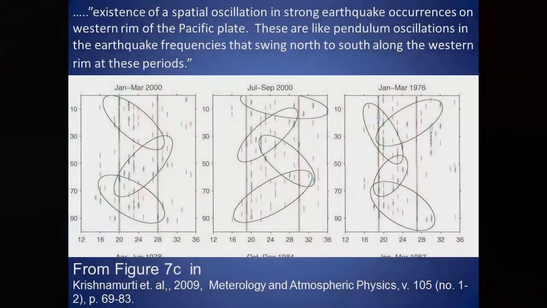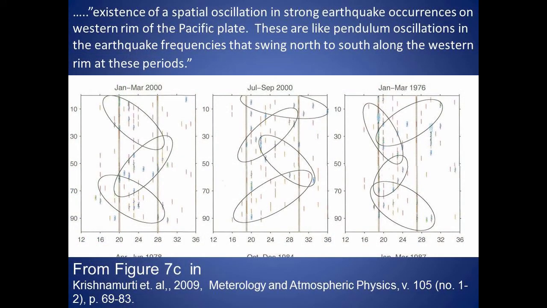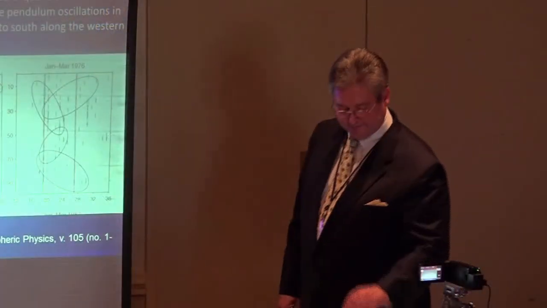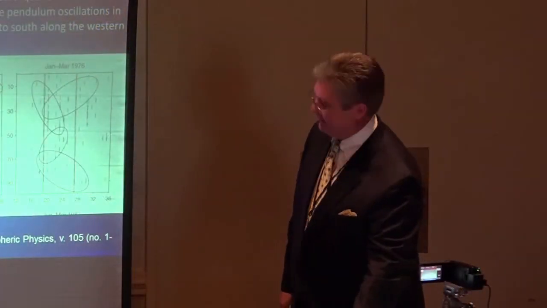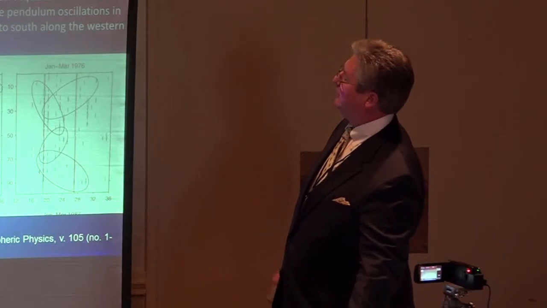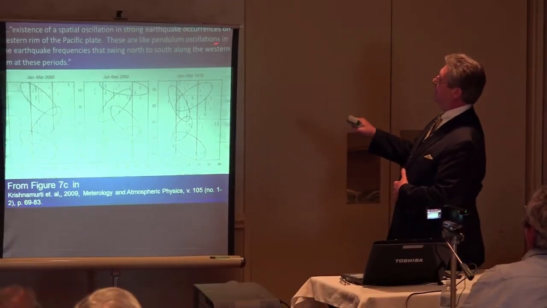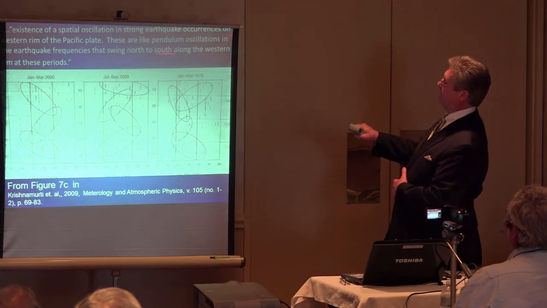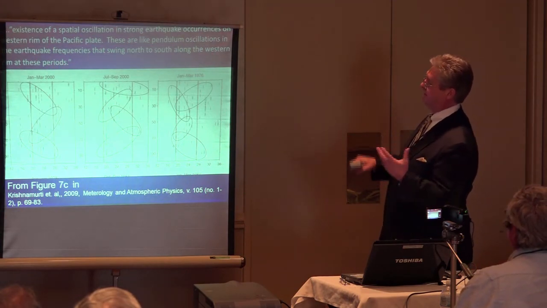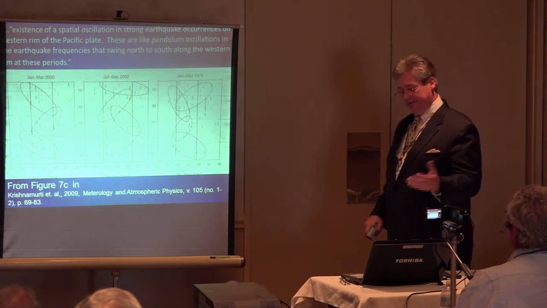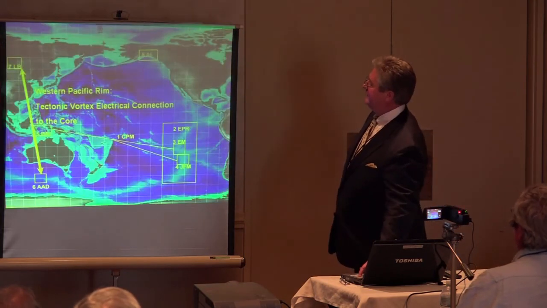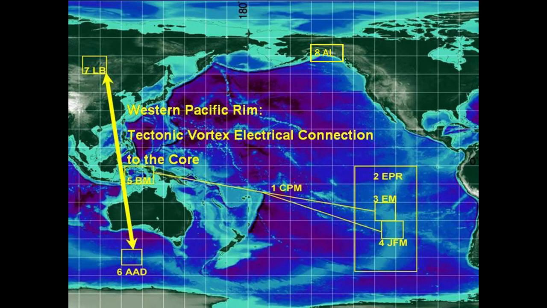This is the data that he used to show this. It's a bit technical. You almost have to read the paper to understand the analysis, how it works. But he's basically showing these changes in swings with these elliptical diagrams. And it's a statistical analysis, so it's a bit complex. But we just see the pendulum oscillation, earthquake frequencies swinging north and south along the western rim. There's a 40-day power spectrum. I can get you the paper if you're interested. So there's that relationship.